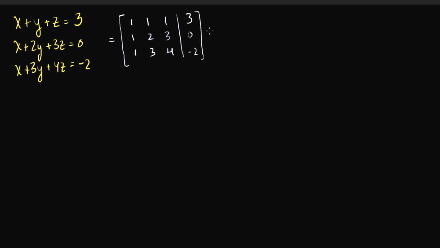Now I want to get this augmented matrix into reduced row echelon form. So the first thing, I have a leading 1 here. That's a pivot entry.